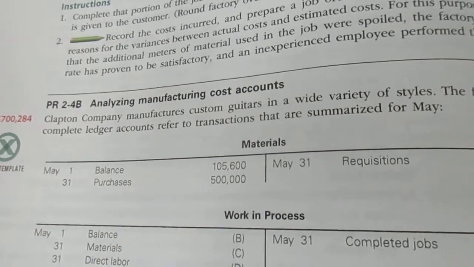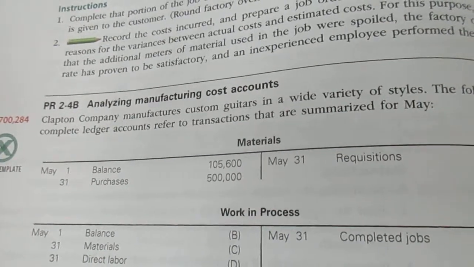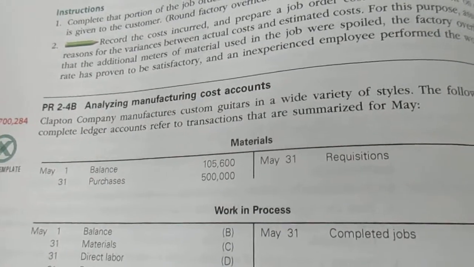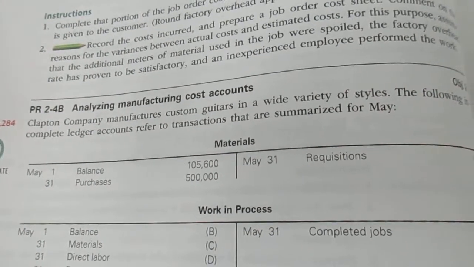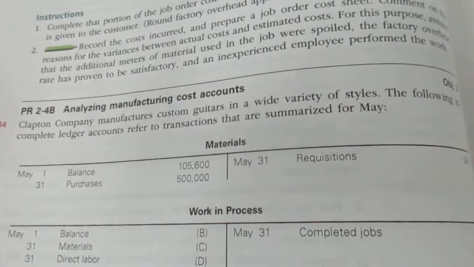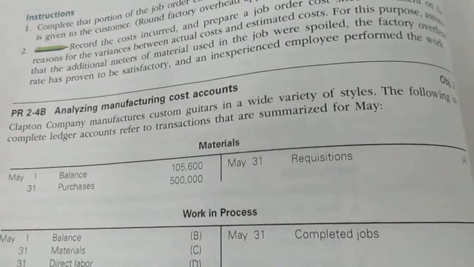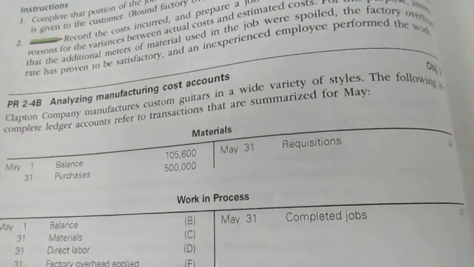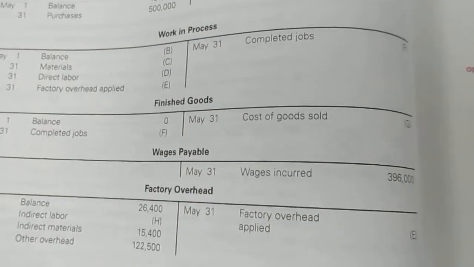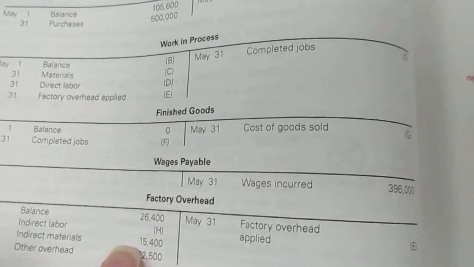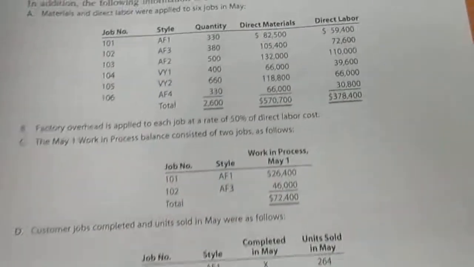Today we're going to look at problem 2-4B, analyzing manufacturing cost accounts. The Clapton Company manufactures custom guitars in a wide variety of styles. The following incomplete ledger accounts refer to transactions that are summarized for May. Now, we're not going to be using these T accounts and filling in the missing numbers. We're actually going to be doing a different step of the problem.